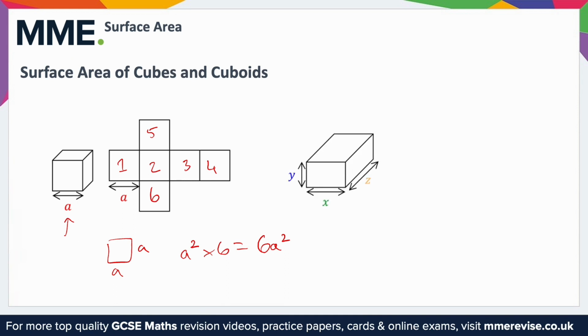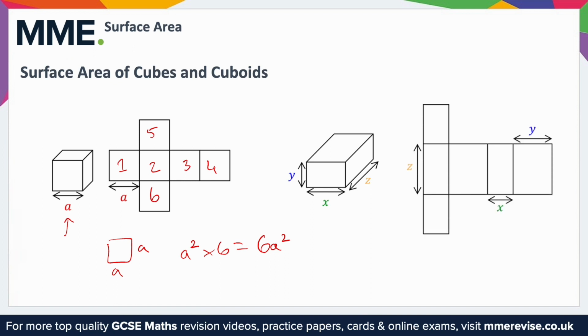Cuboids are relatively similar. They look a little bit like this, but notice how X, Y, and Z are all different lengths in this case. We can still fold it out into a relatively similar shape, like this, where you can see we have 3 pairs of rectangles. This rectangle is the same as this rectangle. This one here is the same as this one here, and this one here is the same as this one here. So focus on each pair separately to start with.